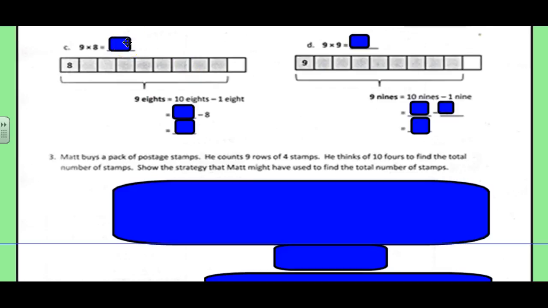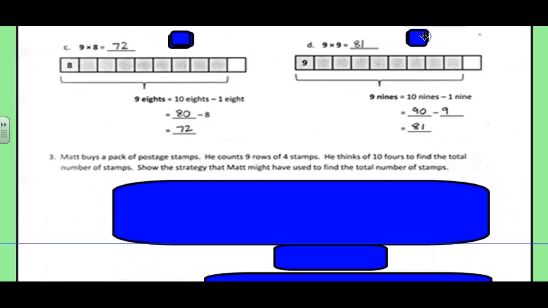Okay, we're looking for 9 times 8. We've got 9 8s is equal to 10 8s. Take away 1 8. So I know that 10 8s is 80. I need to take an 8 away from that, and 80 minus 8 is 72. So 9 times 8 is 72. Now I've got 9 times 9, and that's the same thing as 10 nines, take away 1 9. So 10 nines is 90, and I need to take away 1 9, so I know that 1 9 is 9, and I know that 90 minus 9 is 81, so that tells me that 9 times 9 is 81.